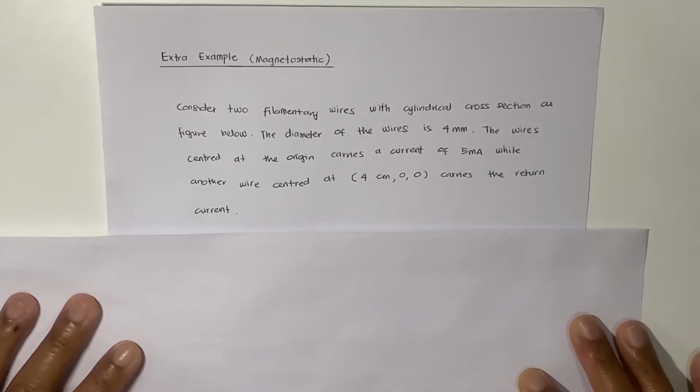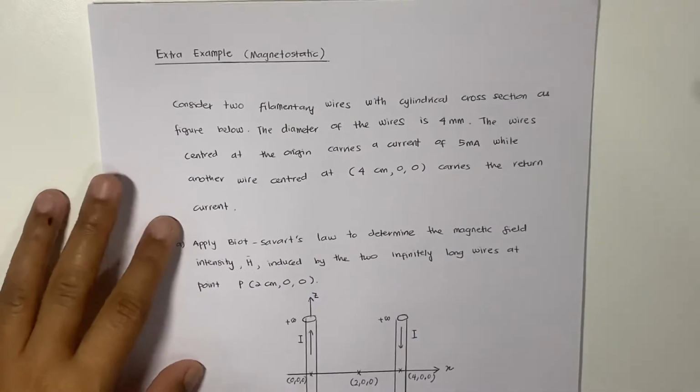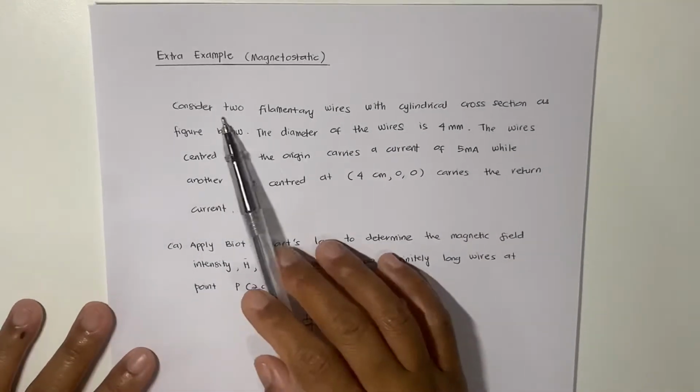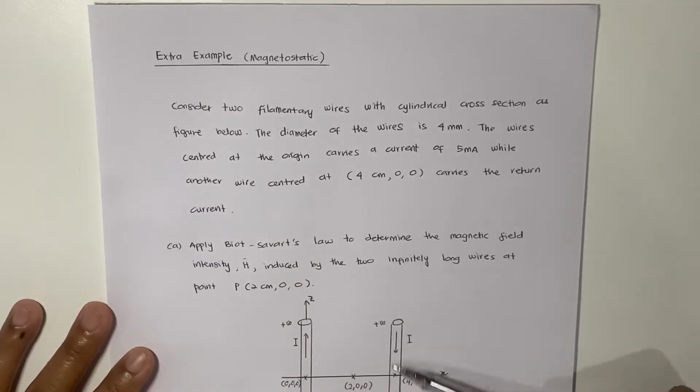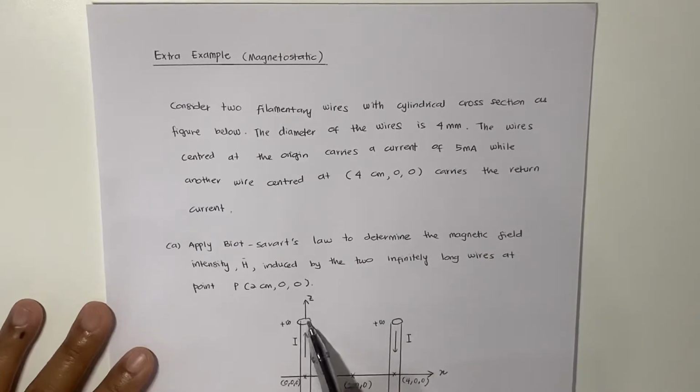Consider two filamentary wires with cylindrical cross-section as in the figure below. So I will show you this figure. So this is two filamentary wires with cylindrical cross-section. The diameter of the wires is 4 mm.